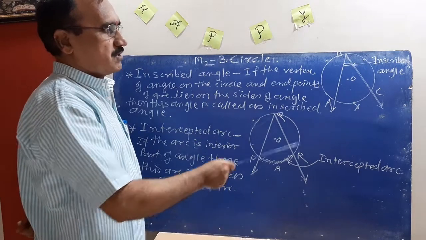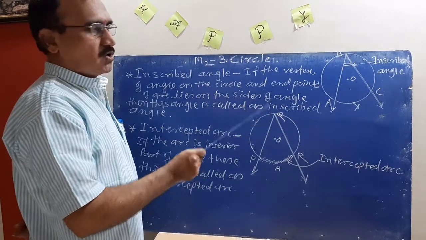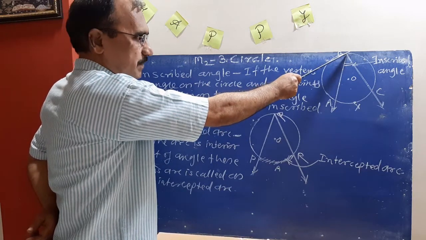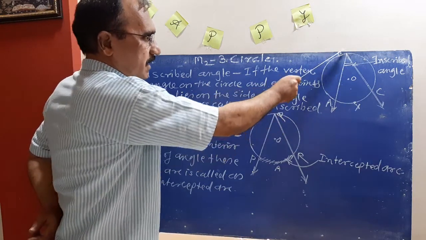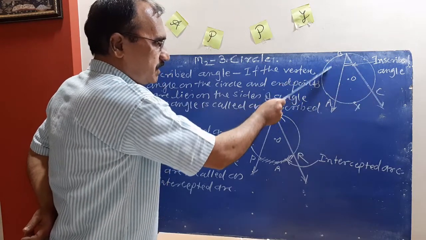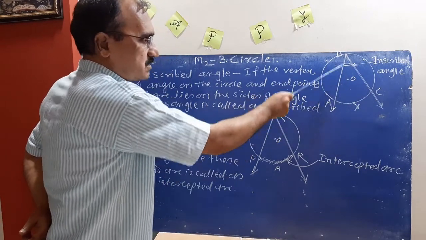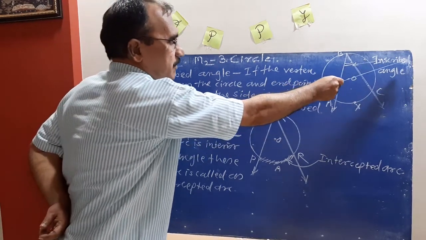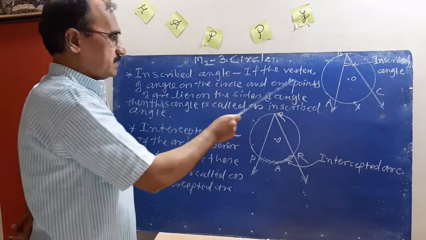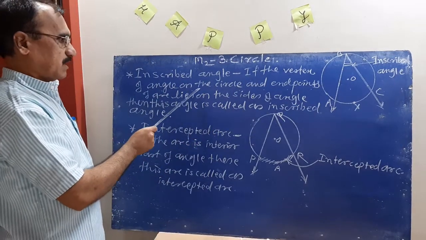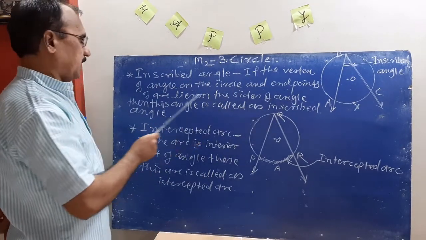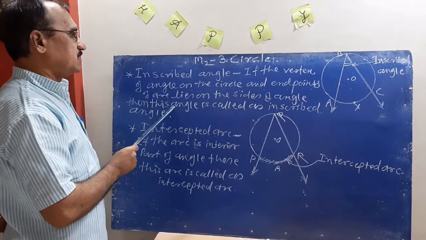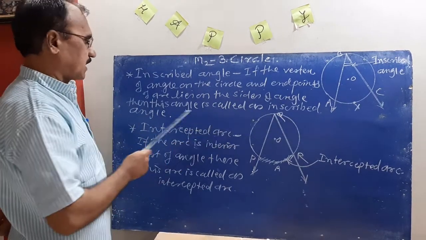If we observe the place of the vertex of angle ABC, vertex B is on the circle and the end points of arc ABC lie on the sides of the angle, then this angle is called an inscribed angle. Means if the vertex of the angle is on the circle and the end points of the arc lie on the sides of the angle, then this angle is called an inscribed angle.